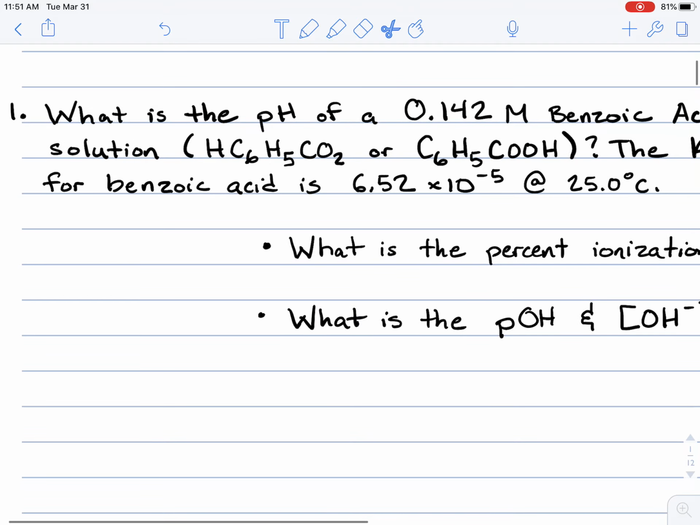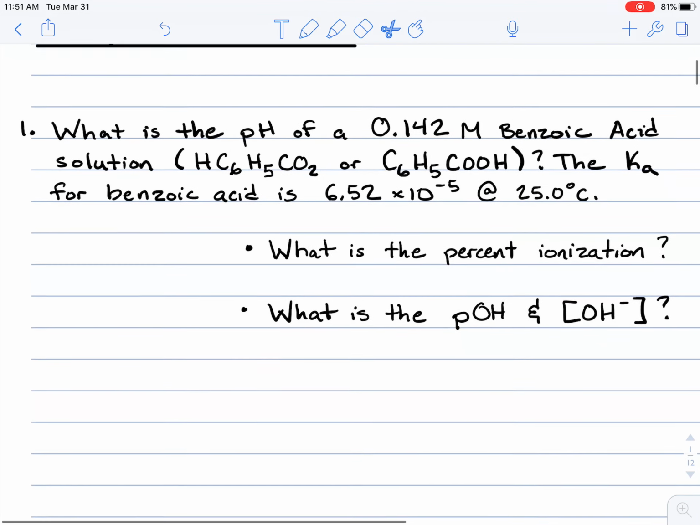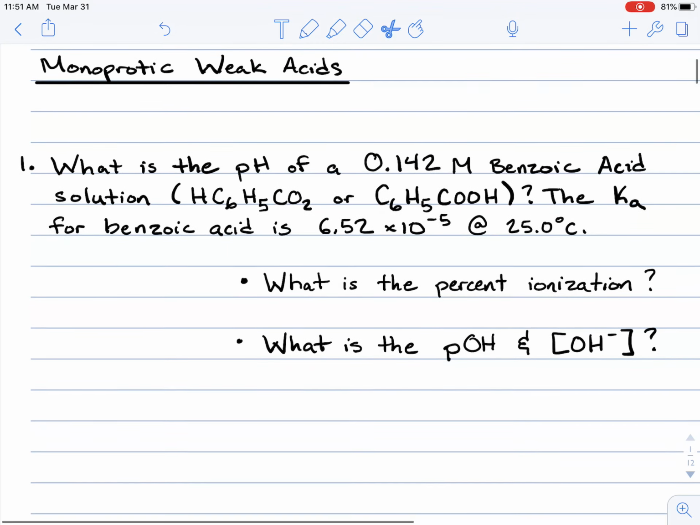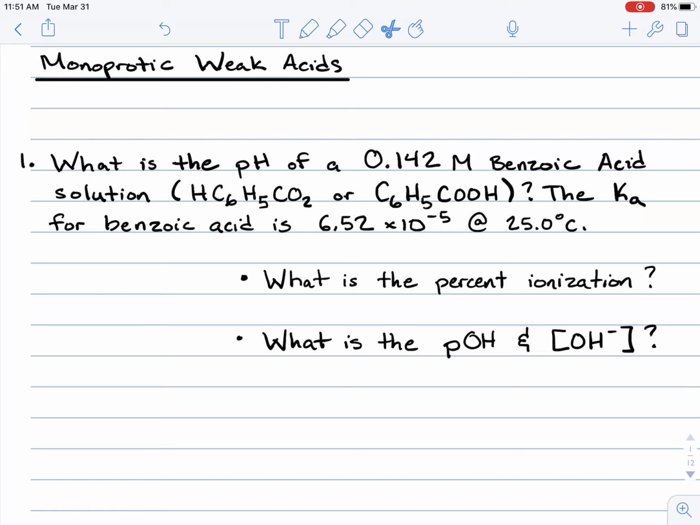And so our first problem that we're going to work on is a typical example of weak monoprotic acids. Reading the question, what is the pH of a 0.142 molar benzoic acid solution? In this case, I've given you two ways to write benzoic acid. It's HC6H5CO2 or C6H5COOH. When you get into organic chemistry, this is something that you are going to come across constantly.